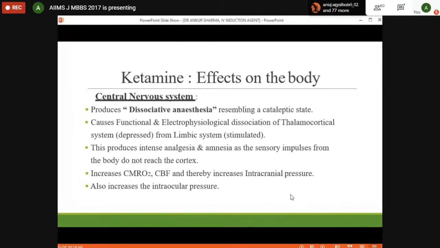It produces intense analgesia and amnesia as the sensory impulses from the body do not reach the cortex. It increases CMRO2, the cerebral metabolic rate of oxygen of the brain, and cerebral blood flow, and thereby increases the intracranial pressure. And it can increase the intraocular pressure. It increases all kinds of pressure: blood pressure, intraocular pressure, intracranial pressure, and gastric pressure. It increases all the pressures.